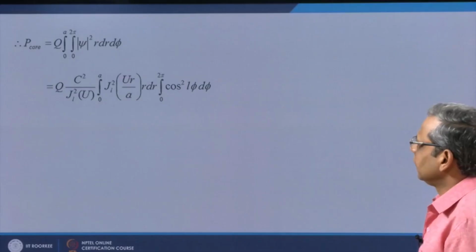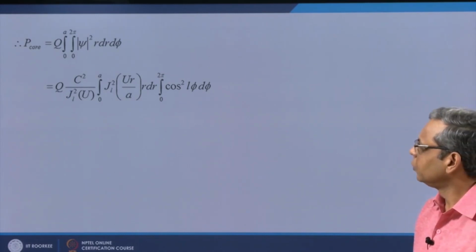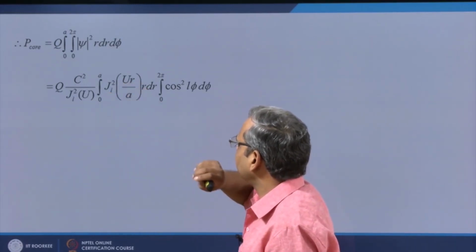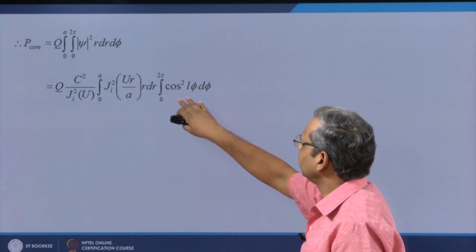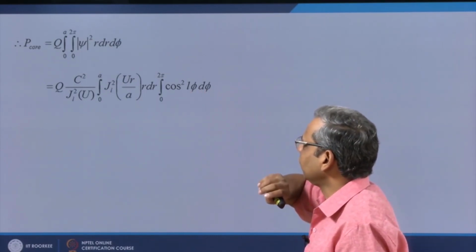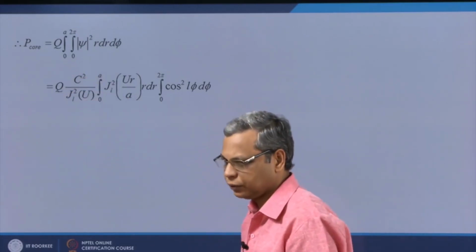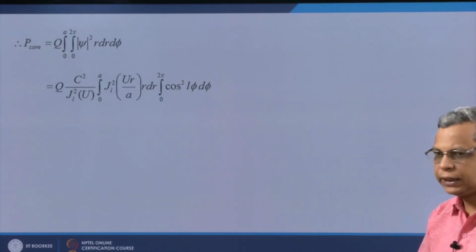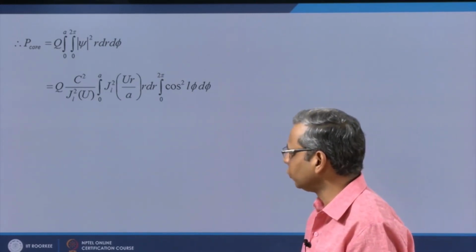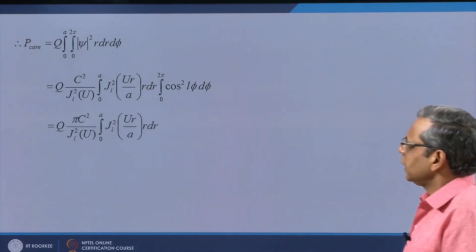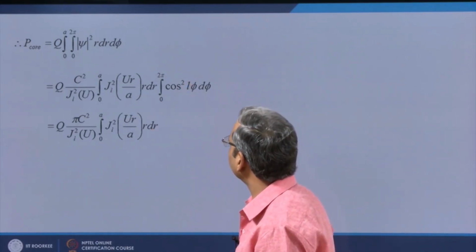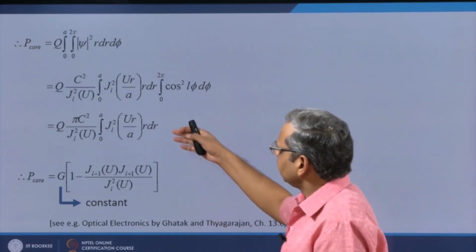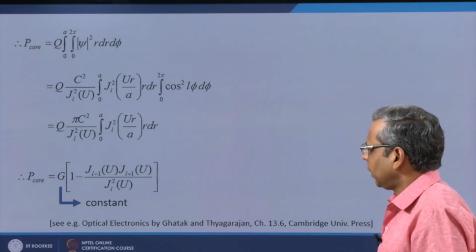So, P_core is this, and if I now substitute the modal field of the core, it would be of the form J_l squared (u r over a) r dr, and then the phi part would be cosine squared (l phi) d phi, and this would be the constant which comes out, C squared times q, and then there would be J_l squared(u). For a given mode, even J_l squared(u) would be constant, because beta is constant for a given mode. So, I can simplify this: the phi integral is straightforward, and then it can be written in this particular form by doing some mathematical manipulations.